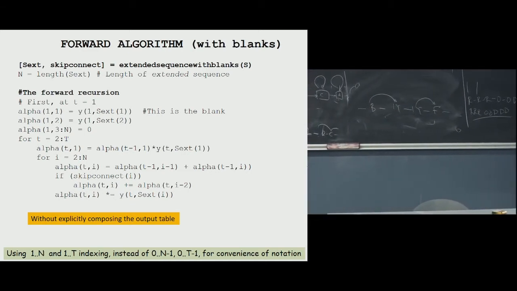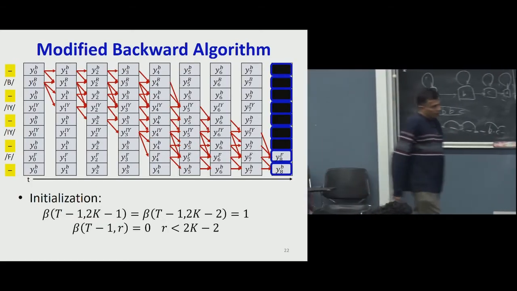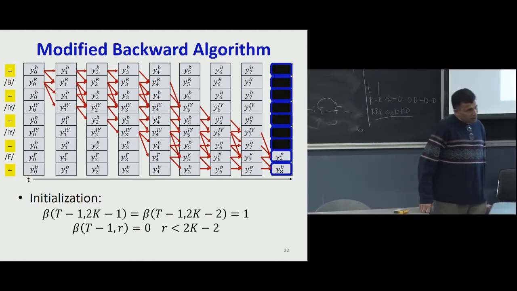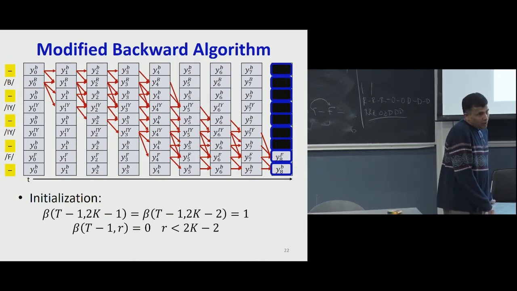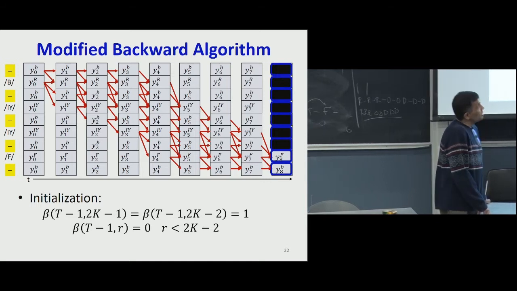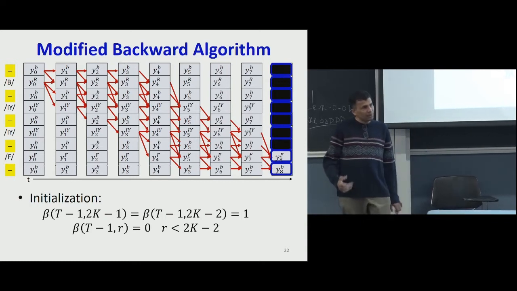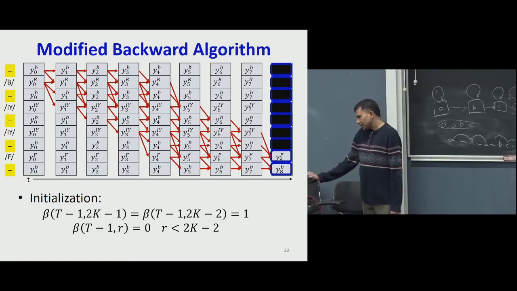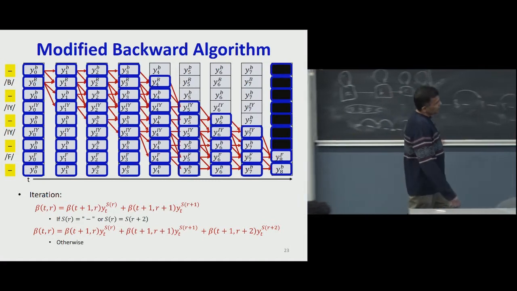Now the backward algorithm is also very similar. At the final instant, you're allowed to be in only one of those two boxes, right? And so for those two boxes alone, the beta values are going to be 1. For the rest of them, the beta values are 0, because you're not permitted to terminate in any of the black boxes. And then I can begin moving backwards. If I move one step backward, here is the recursion that happens.